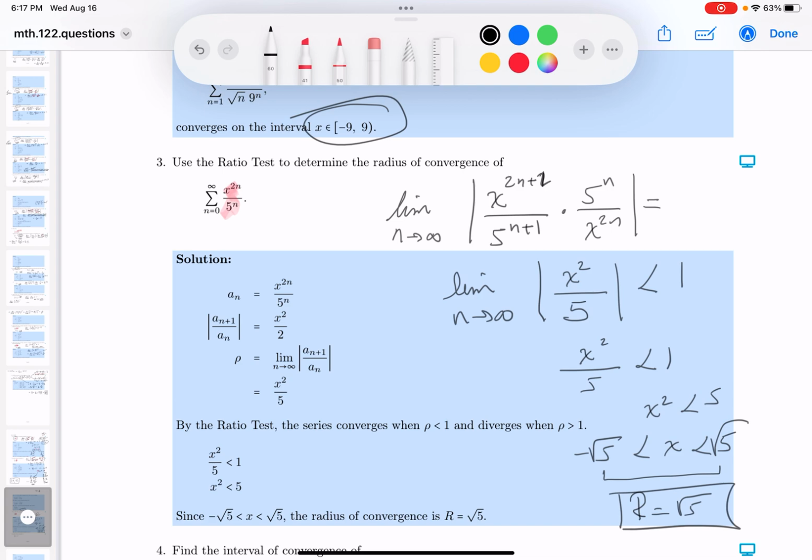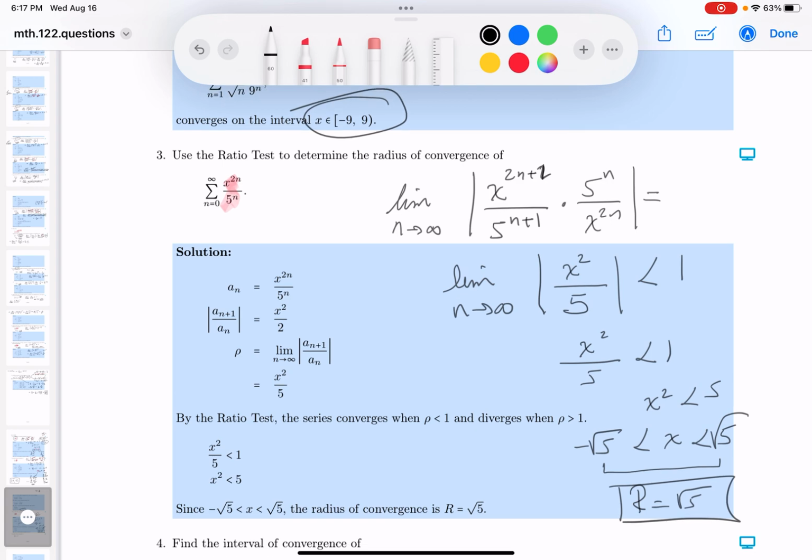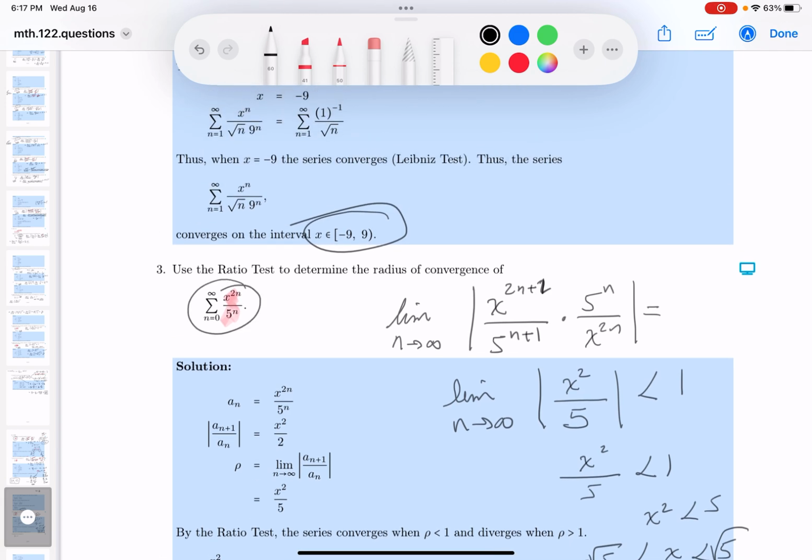I just want to briefly talk about the interval. And to do that, you look at the endpoints. So let me do that. The endpoints for this one are going to be, one is going to be minus root 5. If you plug that in, what do you get? The sum from n equals 0 to infinity, and if I plug that in, you put minus root 5 to the 2n. That would be 5 to the n. And what's 5 to the n over 5 to the n? It's 1. Clearly divergent. All right?